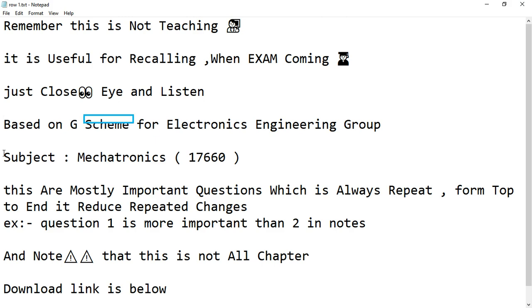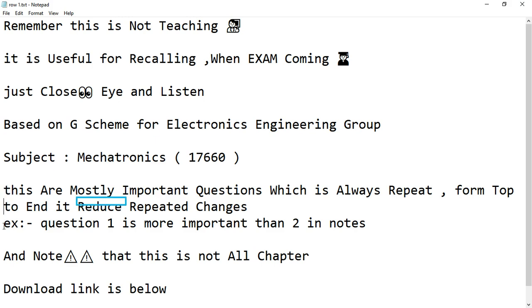Based on the G scheme for Electronics Engineering Group. Subject, Mechatronics, 17660. These are mostly important questions which always repeat.